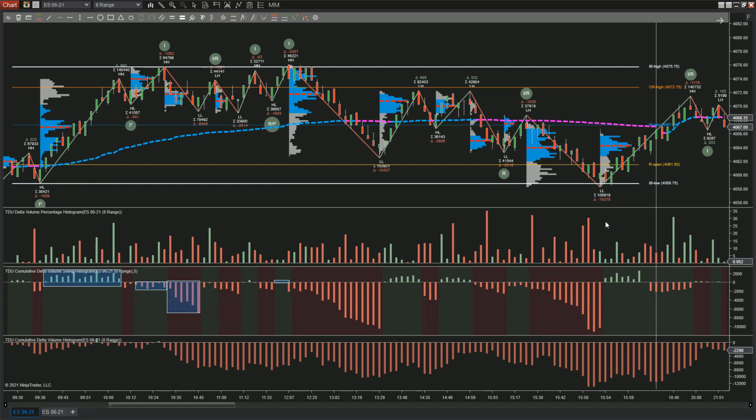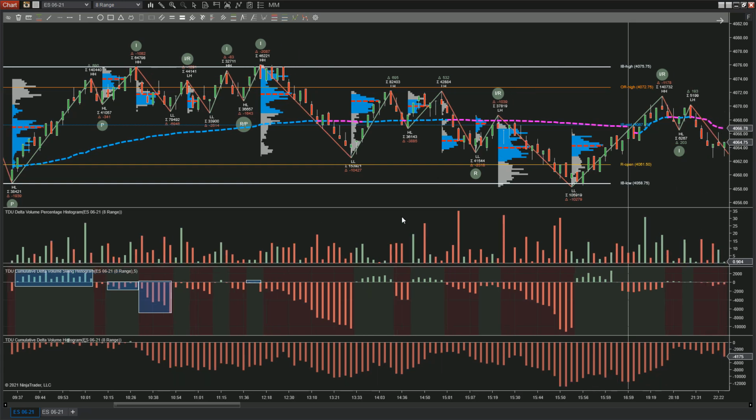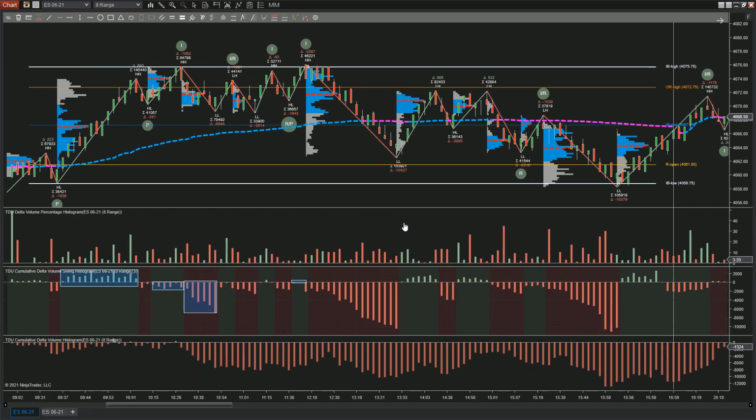But I digress. As we're coming down here, we can just stay on this day because it's a particularly good example. Again, bar by bar, I see that the delta percentage is 10, 20% of the volume within this sell-off here.